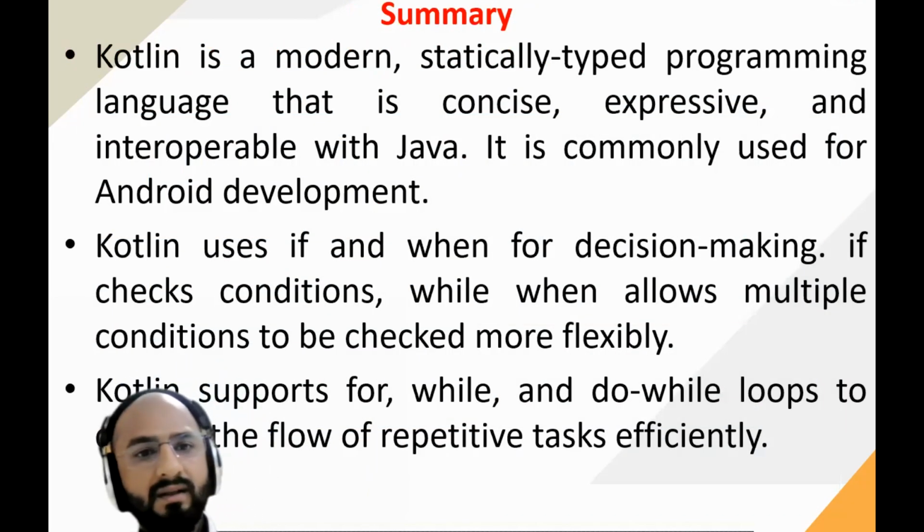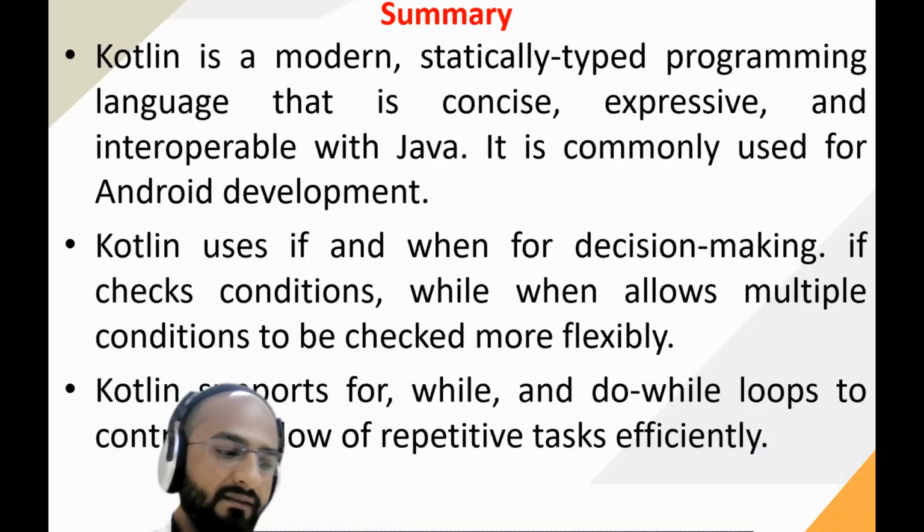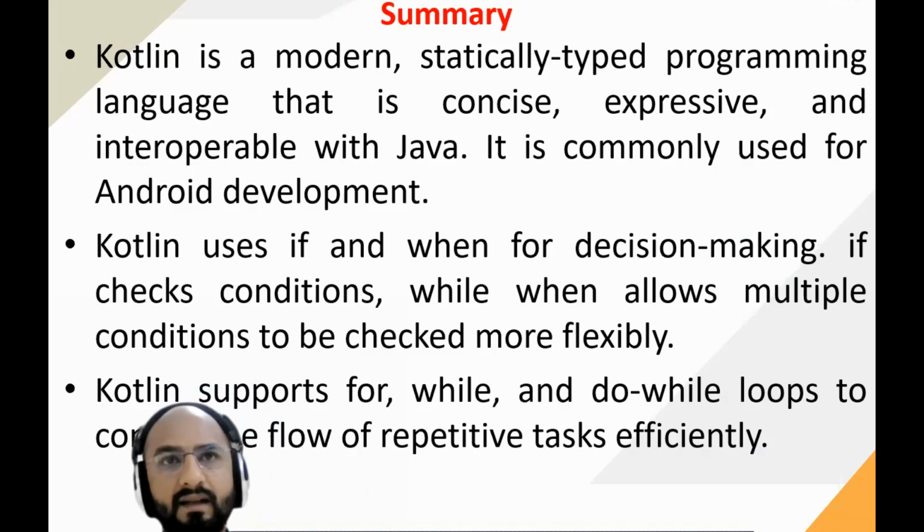So let's have a summary of what we have discussed in today's topic. Kotlin is a modern, statically typed programming language that is concise, expressive, and interoperable with Java. It is commonly used for Android development. It is a statically typed language, very concise and expressive, and compatible with Java also.